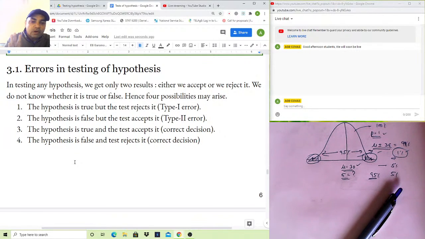So there will be four possibilities. The hypothesis is true, but the test rejects it. So it will commit a type 1 error. The hypothesis is false, but when you take out the sample and conduct a test, it accepts it. So it commits a type 2 error. The hypothesis is true and the test accepts it, it is a correct decision. And the hypothesis is false and the test rejects it, it is a correct decision.